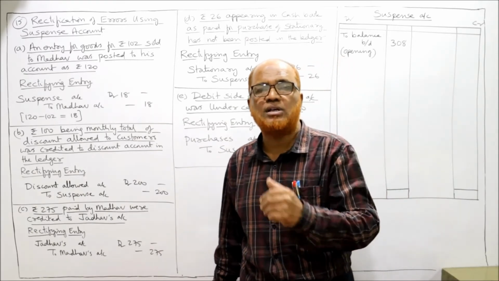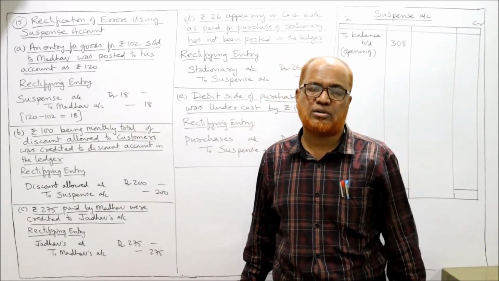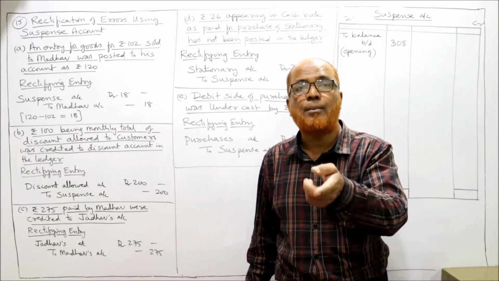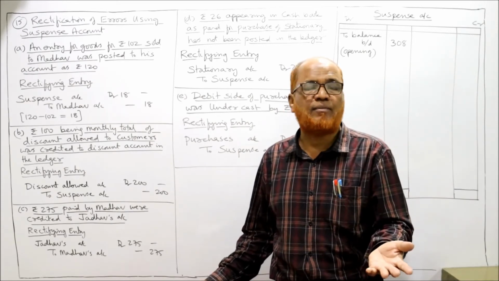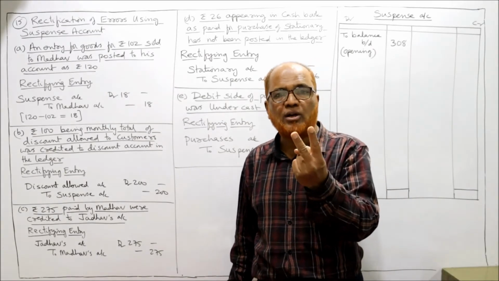Unnecessarily Jadhav account is credited. Now to cancel it, we debit Jadhav account, and we credit Madhav account because Madhav account is not credited. So two errors we are having. What are the two errors?